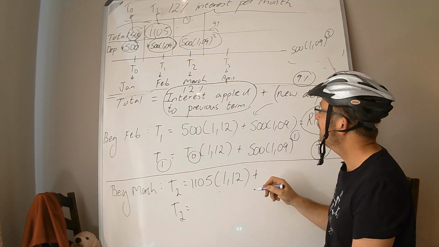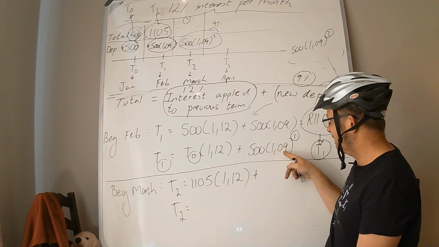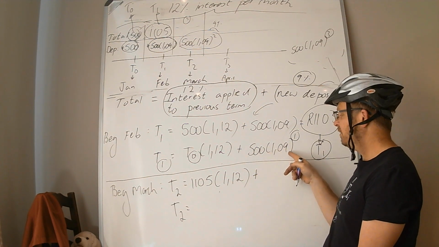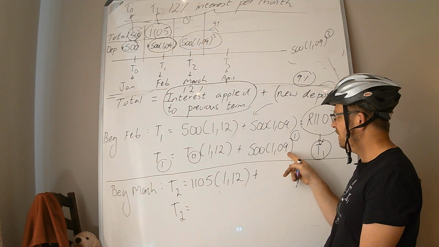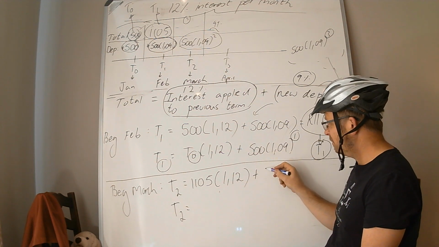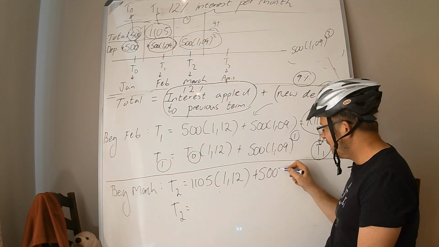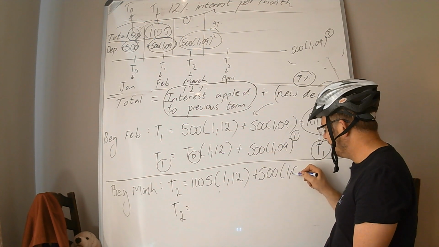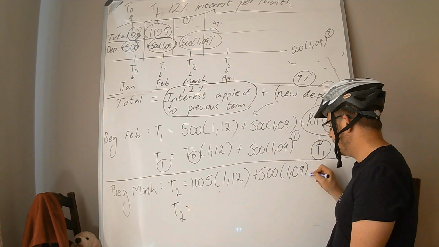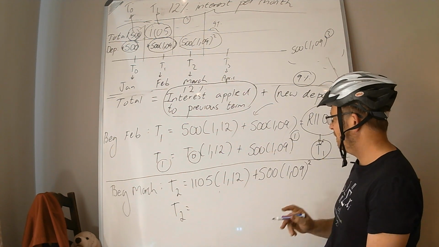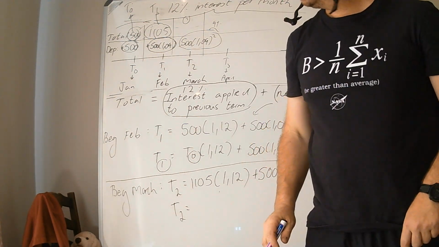Your deposit now, well, it's this. That was your last deposit, 500 times 1,09. We increase that amount by 9%. So what's it going to be? Good. 500 times 1,09 times 1,09, because you're increasing it by 9%. So it'll be 500 times 1,09 squared.